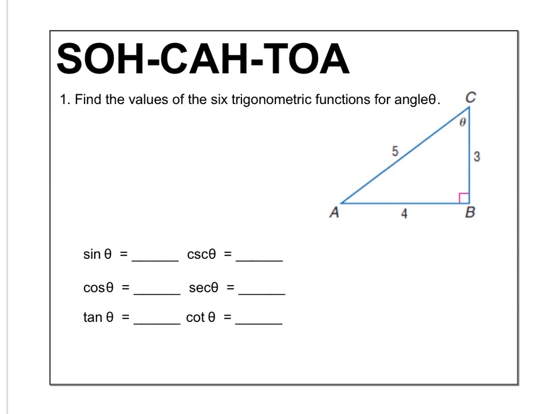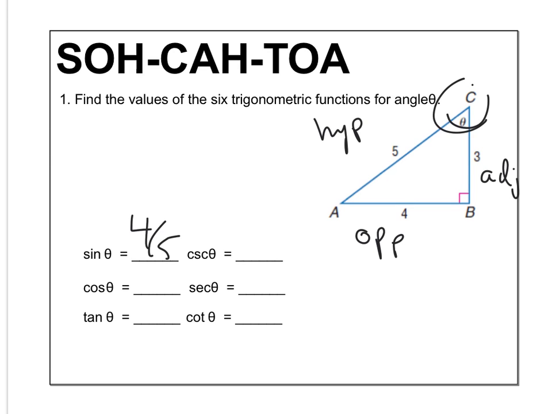The sine of theta is from here. I'm looking from angle C. From here, this would be opposite, this would be adjacent, and this is the hypotenuse. So the sine is 4 over 5, and cosecant is that flipped over, 5 over 4. Cosine is 3 over 5, so flip that over, you get 5 over 3. Tangent is 4 over 3, so flip that over, that's 3 over 4. All I'm doing is looking at the ratios, the values of the side relationships.